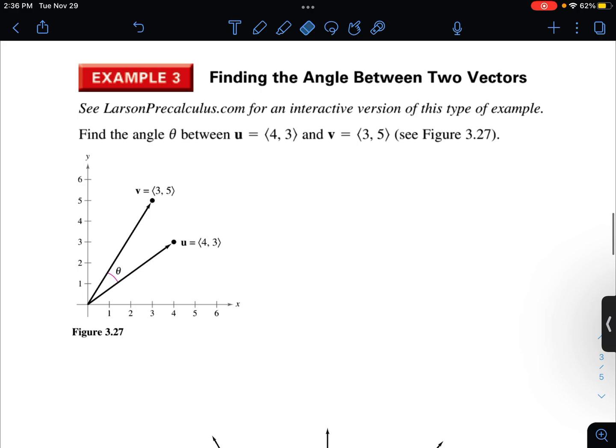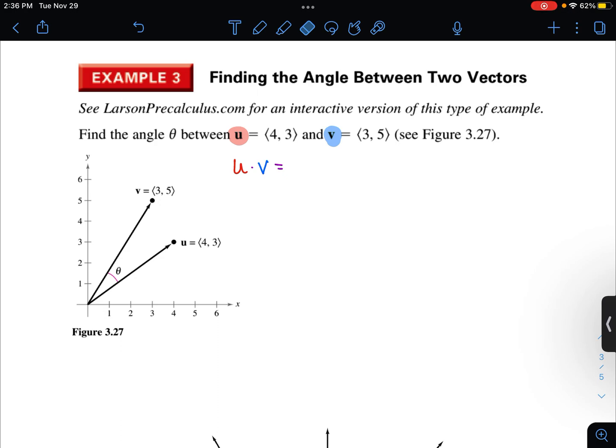Here we have a picture of two vectors, and we also have the component forms of the vectors. u is 4, 3, and v is 3, 5. We're going to work backwards to figure out what that angle theta is. Let's do each piece of the formula that we had on the previous page. First, I'm going to give u as red and v as blue, and I'm going to figure out what the dot product between u and v is.